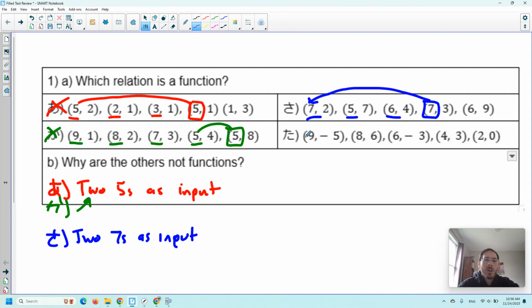And then for the last one, well, I guess since there's only one left, it's got to be the last one. But let's just double check. We got 9, 8, 6, 4, 2. Those are all different, so I'm going to pick that one. So again, with that one, not too bad. The key is to just look and make sure that the first numbers are all different. So usually that's the key on that question.